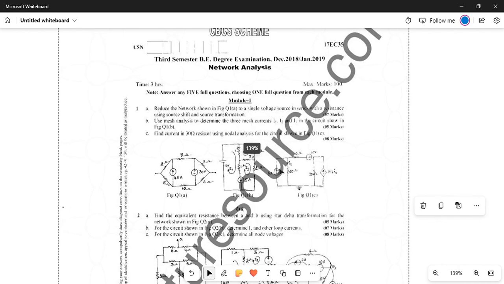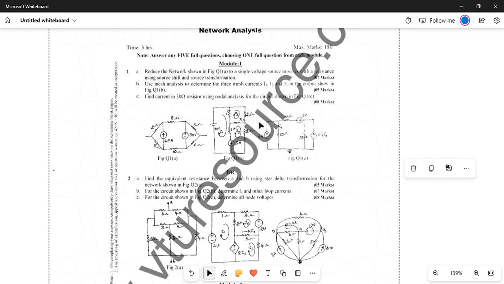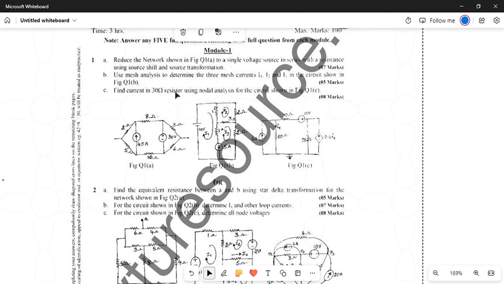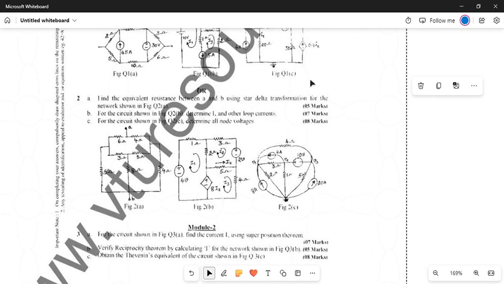Fine, yeah. And here are 2 questions for nodal analysis. So this is one question of nodal analysis. He is telling you find the current in 30 ohm resistor using nodal analysis for the circuit shown in figure. So you're going to find out the current in the 30 ohm resistor. We'll do this. And this question, you saw in the very first paper also, right? We'll do this question without fail.